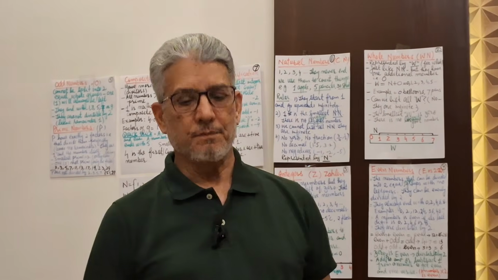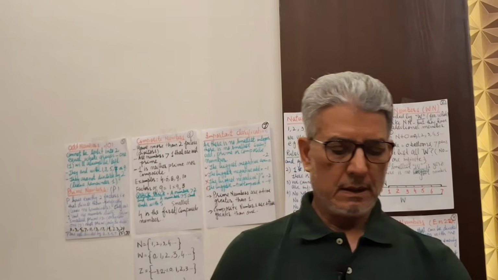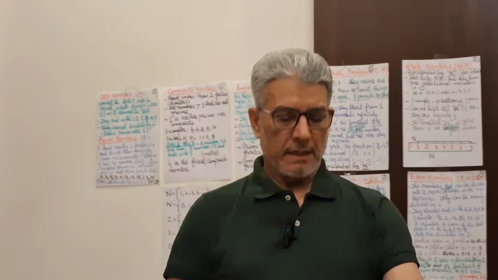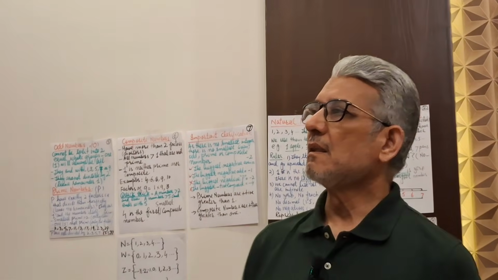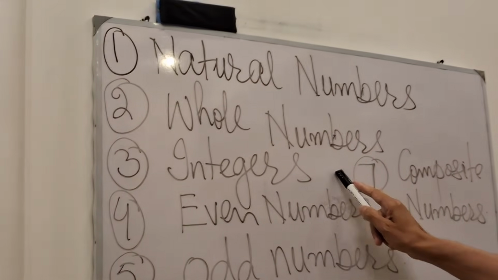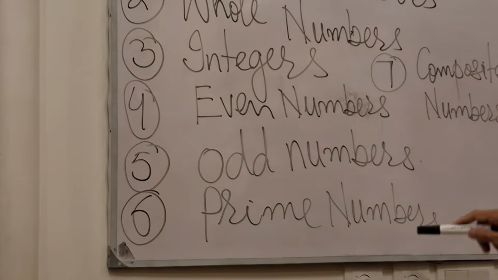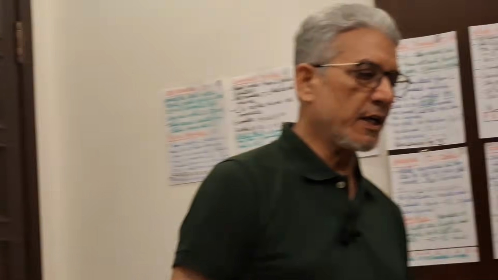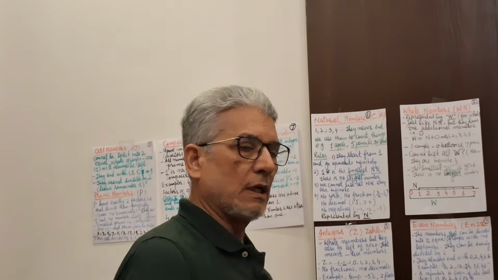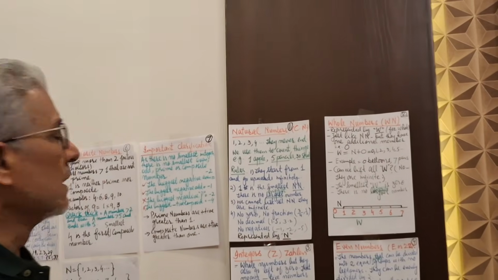Bismillahir Rahmanir Rahim. Thank you, Munib. You have asked me to explain the number system, and you have specified the types of numbers you want to understand. They are natural numbers, whole numbers, integers, even numbers, odd numbers, prime numbers, and composite numbers. So 7 types of numbers you want to understand. Let's begin with the first type, which is natural numbers.